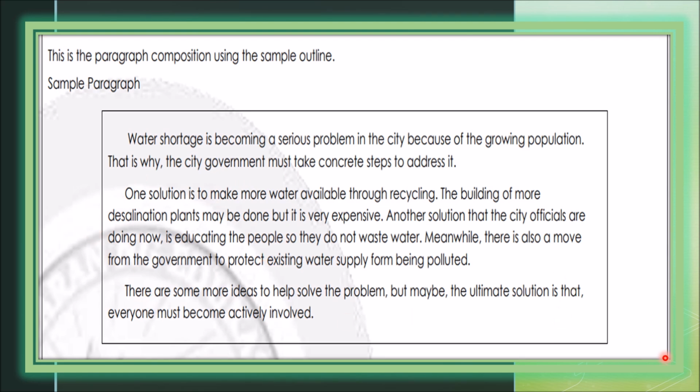So, nagawa po natin ito, yung sample ng paragraph na to, dahil po sa ating outline na ginawa. Nalaman natin ang problema, ang solusyon, at ang conclusion sa problema. Nakuha niyo? Good.